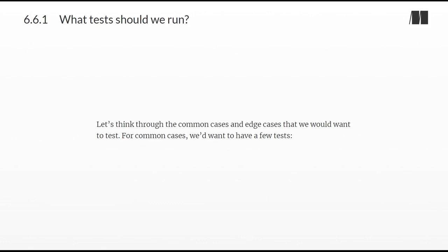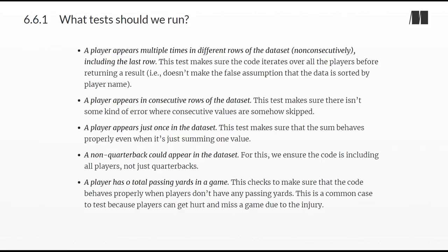Let's think through the common cases and edge cases that we would want to test. For common cases, we'd want to have a few tests. A player appears multiple times in different rows of the dataset, non-consecutively, including the last row. This test makes sure the code iterates over all the players before returning a result. That is, it doesn't make the false assumption that the data is sorted by player name.